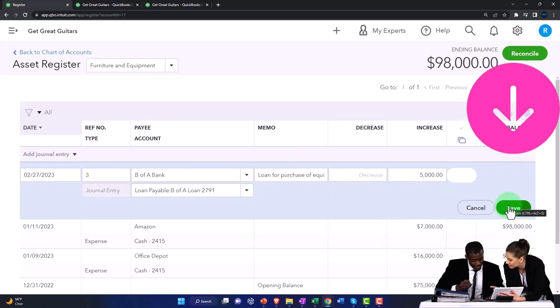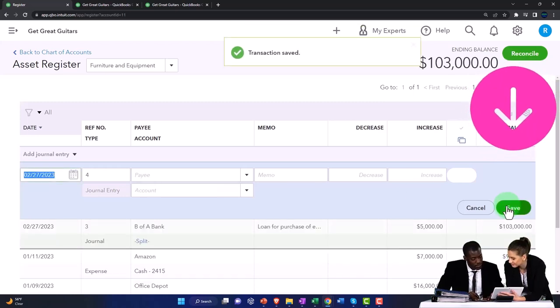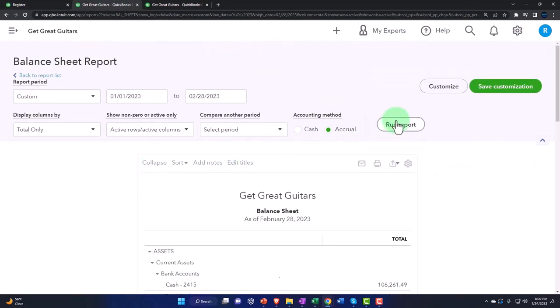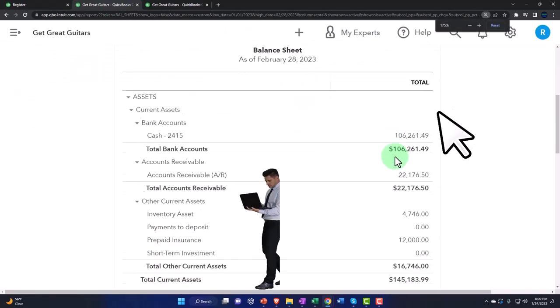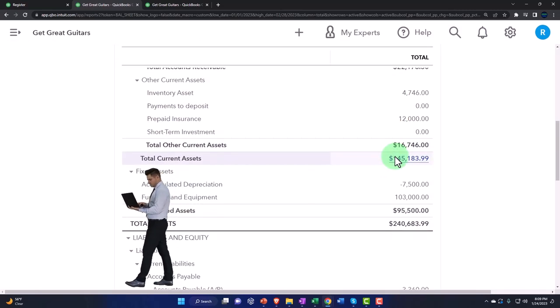What's this going to do? It's going to increase the equipment. The other side's going to go to the loan. Let's save it and see if that is indeed the case. We're going to go back on over here and we'll run it. Running, and then down below, nothing happened to the cash, but we have the furniture and equipment go up.